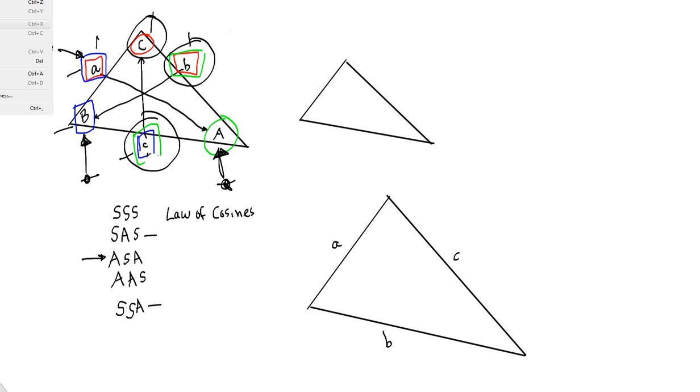Okay, now let's look at my next situation. SAS. What if I have two sides, let's call them sides A and B, and the angle in between them, angle C? Do I know an angle and a side opposite that angle? And the answer again here is no, we don't. We do not know an angle and a side opposite that angle. So in this case, we are also going to use the law of cosines.